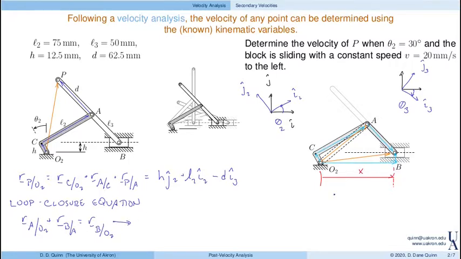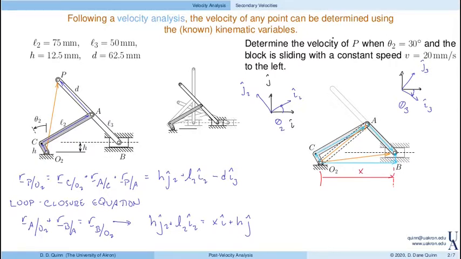But in terms of these directions and components that we've identified, that's going to be H in the J2 direction plus L2 in the I2 direction equals X in the I direction plus H in the J direction. And I'll point out that this term, H in the J2 direction, is not the same as H in the J direction. Same magnitude, but different directions.